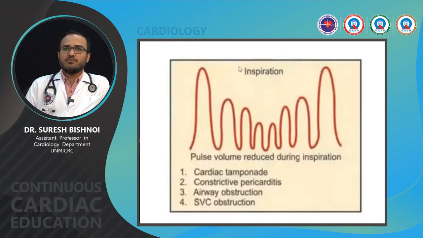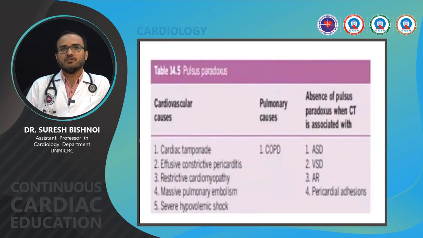This is how the diagram or the graph depicts. The initial first portion of the pulse is during expiration, and whenever the patient takes inspiration, there is an inspiratory fall in the systolic blood pressure, and this is depicted in this graph. And pulse volume is reduced during inspiration. What are the common causes? Three to four are common causes, and the most common cause is effusion with tamponade, then constrictive pericarditis, airway obstruction or SVC obstruction.